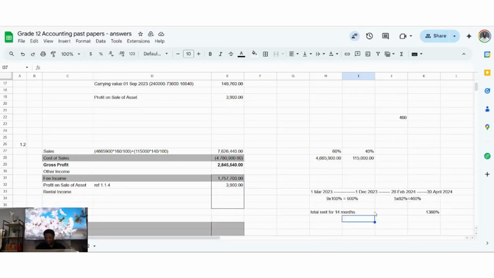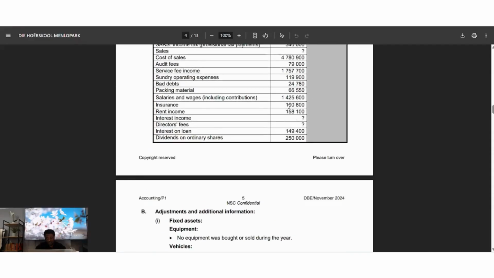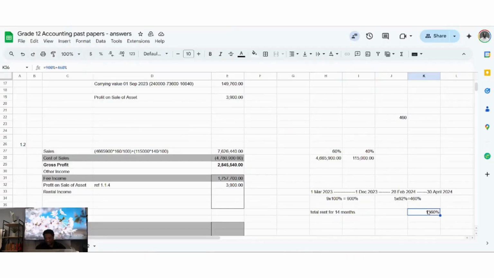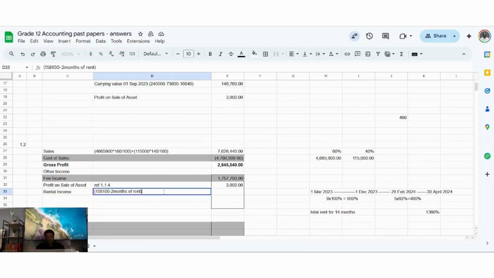All right, now in percentage equivalence, this basically means that the total rent, which is given in the trial balance as 158,100, right? This 158,100 in percentage terms is equal to 1,360%. So then what we'll do to calculate, because ultimately what we want to do here is to say 158,100 minus the 2 months of rent. And the 2 months of rent that I'm talking about is the March 2024 and April 2024, because we basically received rent for 2 extra months.